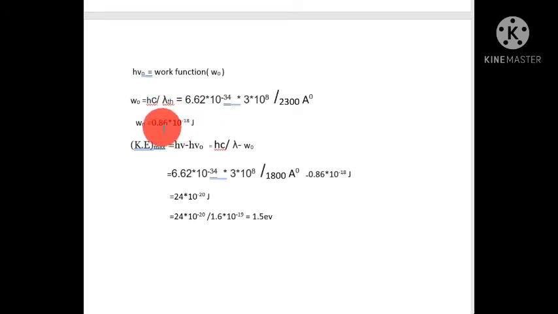The question asks to find the kinetic energy, and we put the formula h mu minus h mu naught. This h mu naught is the work function, and we put mu as c by lambda. By putting all these values and solving, we find the answer is 24 into 10 to the power minus 20 joule. By dividing by the charge of electron, we got 1.5 electron volt, which is the answer asked by the question.